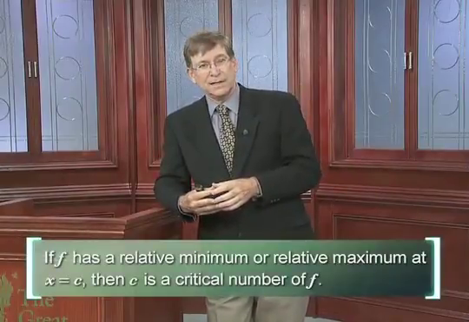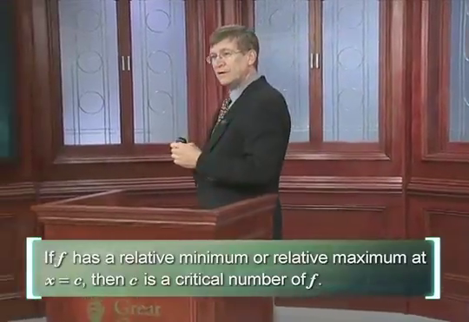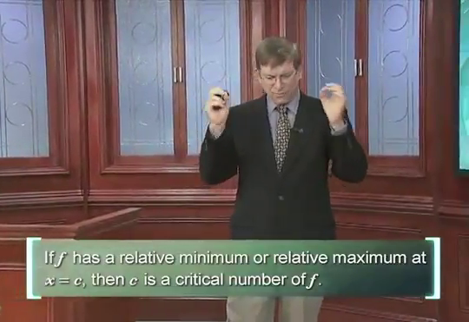Good. Now, there's a theorem which tells us the strategy for finding relative extrema, relative maxima, and relative minima. And this will lead to solving the problem of finding the absolute maximum and absolute minimum values. And the theorem is very simple. It says that if f has a relative minimum or a relative maximum at x equals c, then c is a critical number. So, the candidates for relative maxima and relative minima are the critical numbers. They can't occur anywhere else, just at the critical numbers.